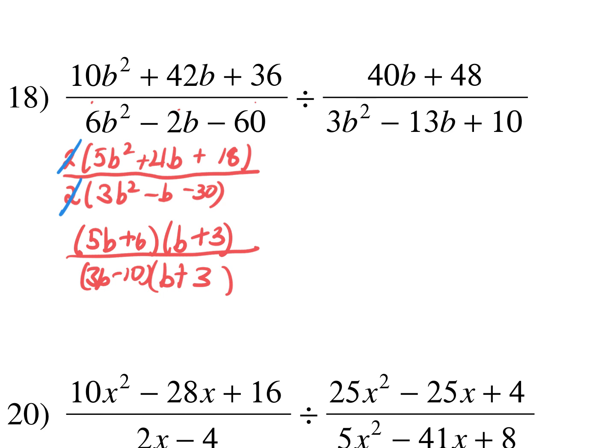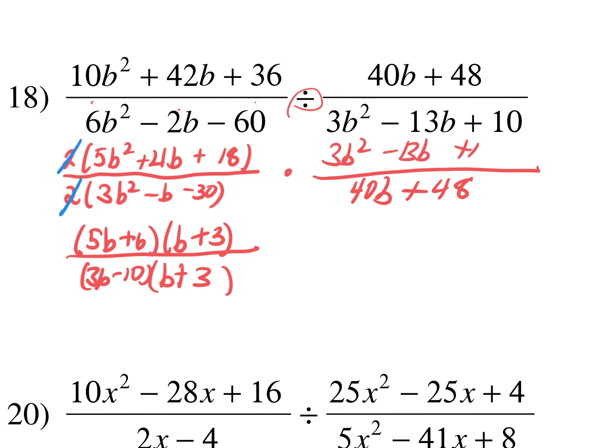Now we're going to take our second fraction. We're going to change it from division to multiplication. And then we're going to change it to its reciprocal. Okay? So that means that the 40b plus 48 will be in the denominator, and the 3b squared minus 13b plus 10 will be in the numerator. And so now we're going to factor.